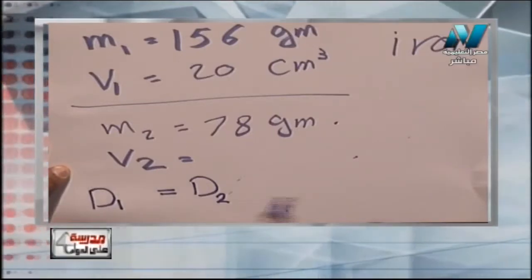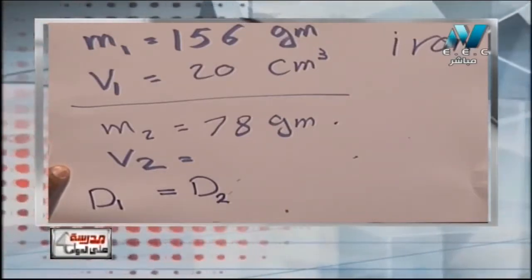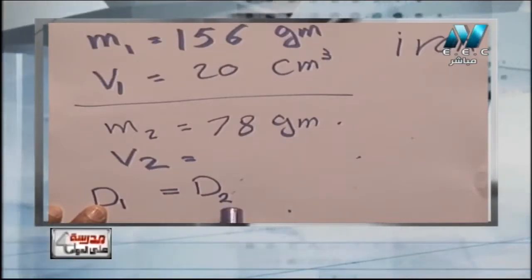Because density is a physical property that is related to what? Related to the type of material. If I have a small piece of iron and a very big piece of iron, the density of the small piece equals the density of the big piece. Why? Because density is the mass of a unit volume of matter. It doesn't matter if it is very big or very small, because it is related to the type of material, because it is a physical property. So the density of piece of iron number 1 equals the density of piece of iron number 2.